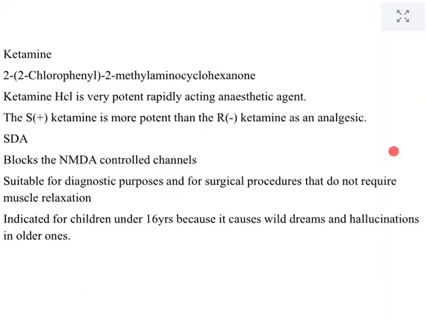So we are saying it's a potent, rapidly acting anesthetic agent, which definitely is very good. When you look at its structure, you see it has a chiral center, so you can have the S dextro and the R levo isomer. S dextroketamine is more potent than R levoketamine as an analgesic. Remember, as we said, a good anesthetic agent should also have good analgesic activity. So for sure, we'd want to go for the one which has the higher analgesic activity.